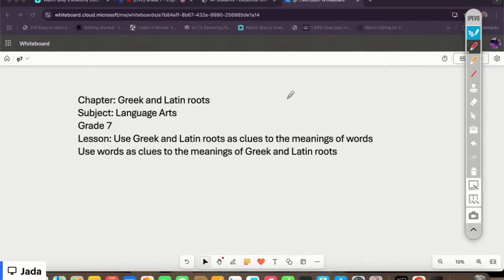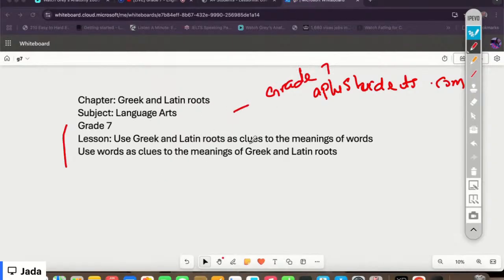Today we will have Greek and Latin roots. First, you have to log in using aplusstudent.com. Click on me, move on to language at grade 7. Chapter is Greek and Latin roots. The lesson will be: use Greek and Latin roots as clues to the meaning of words, or use words as clues to the meaning of Greek and Latin roots.